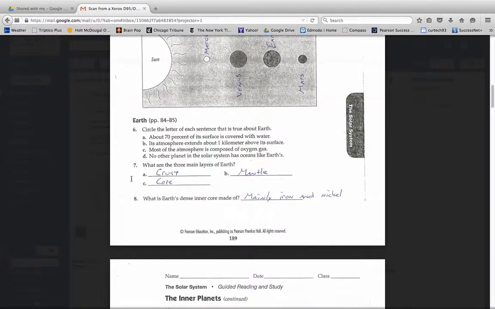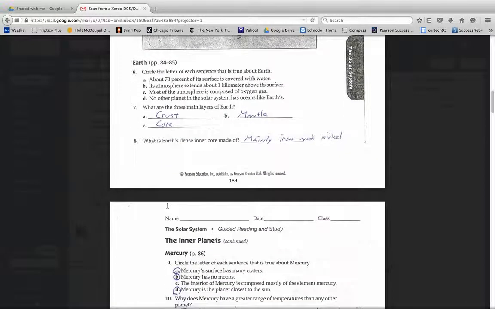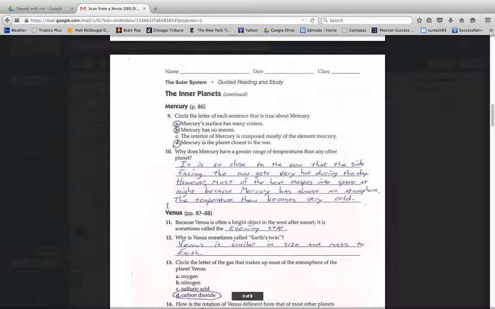7, what are the three main layers of the Earth? The crust, the mantle, and the core. 8, what is Earth's dense inner core made of? It's mainly iron and nickel. 9, letter of each sentence that's true about Mercury. A, Mercury's surface has many craters. B, Mercury has no moons. And D, Mercury is the planet closest to the sun.